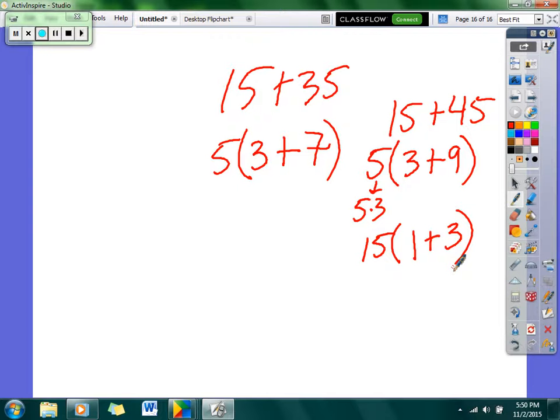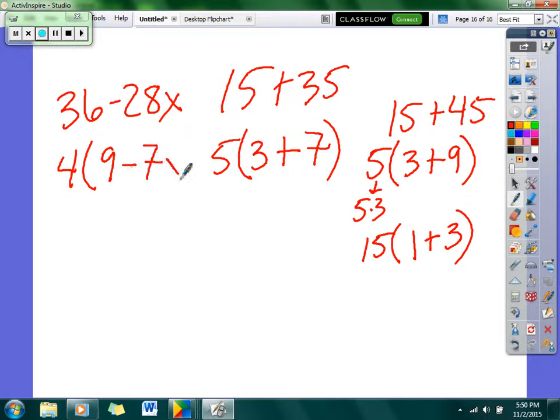What about 36 minus 28x? What do 36 and 28 have in common? Well, I'm thinking 36 and 28 have 4 in common, but let's see if they have anything else. 4 times 9, minus 7x. Notice I left the x in because that x is there, okay?